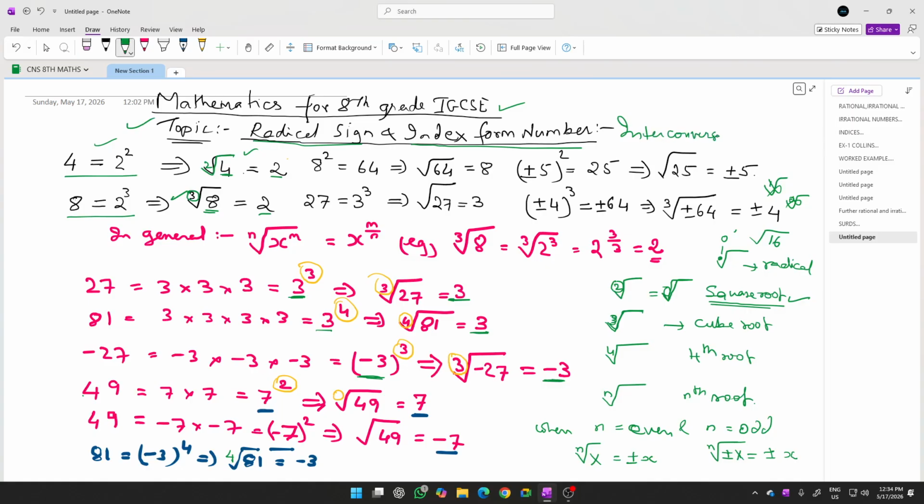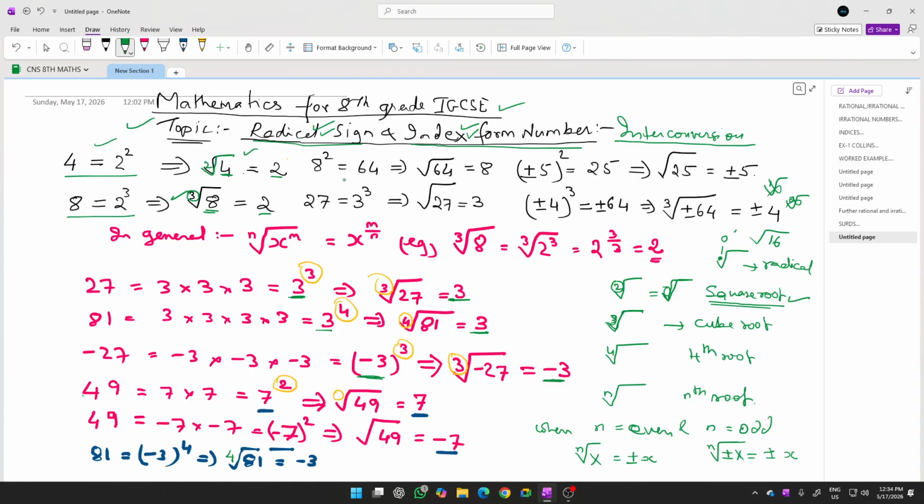So you are basically today going to learn how to interconvert them. If a number is given to you in index form, how you can convert it into radical form, and if it is given in radical form, how we are going to convert it into index form. Basically, this is what you are going to learn today. So for that, let us go to one more example.